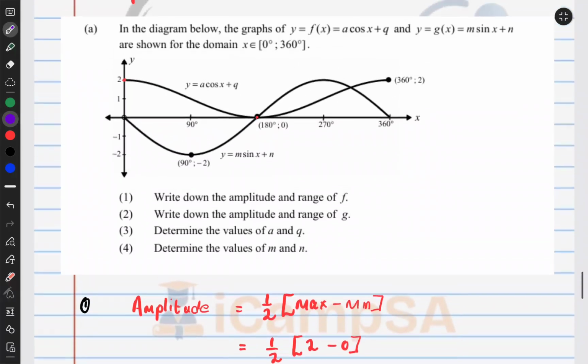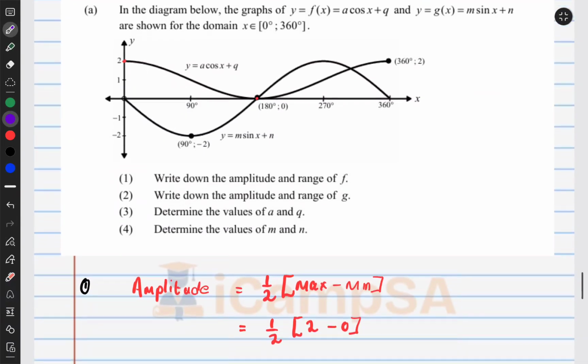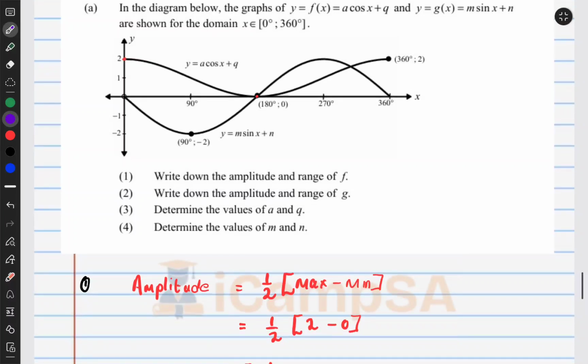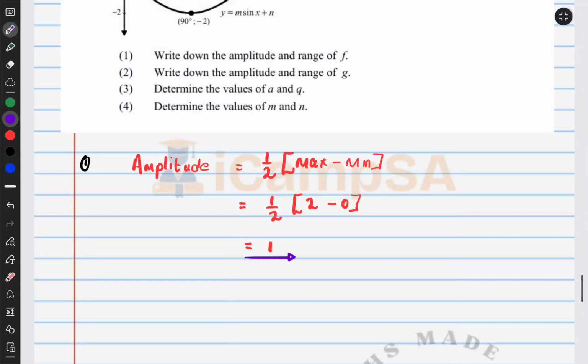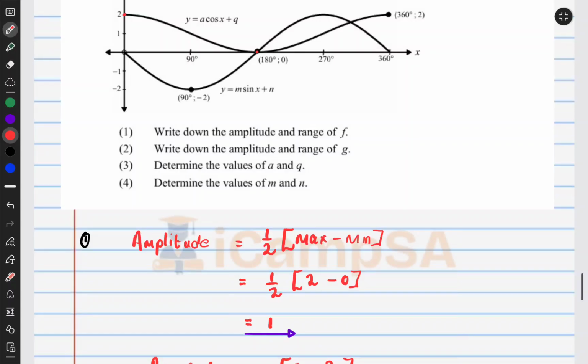First things first. And the range of f, the cosine function again. If the minimum value is 0 and the maximum value is 2, what is the range then? The range is going to be y is an element of 0 to 2. It ranges between the minimum and the maximum value.